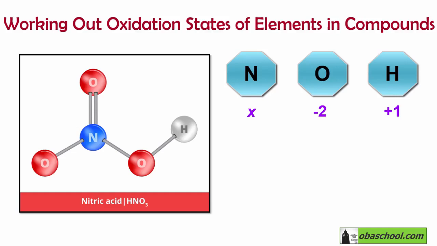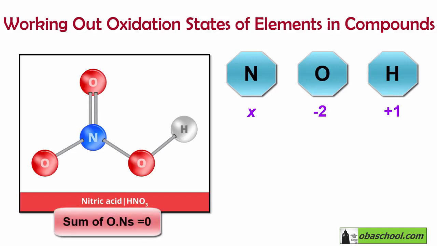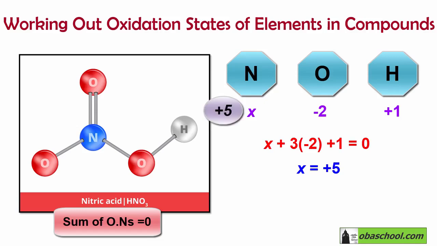Nitric acid is a neutral compound, so the sum of the oxidation numbers will be equal to 0. In this compound, we have one nitrogen atom, so we have X, and we have 3 oxygen atoms, so we have 3 times -2, and we have one hydrogen atom, so +1. The sum of these oxidation numbers will be equal to 0. So X plus 3 times -2 plus 1 is equal to 0, which means that X is equal to +5. So the oxidation number of nitrogen in nitric acid is equal to +5.